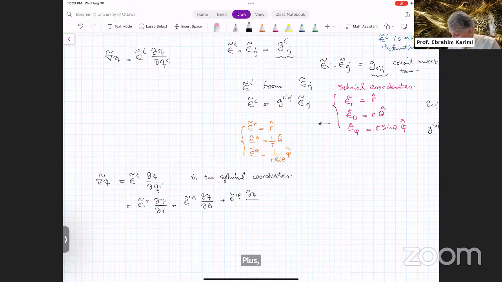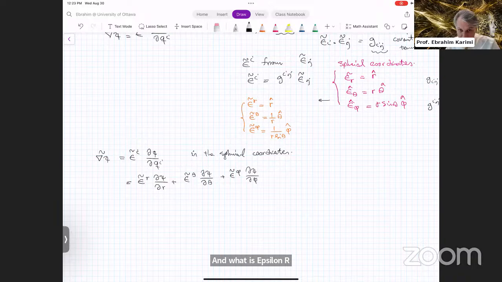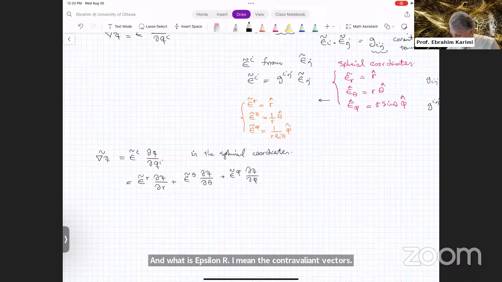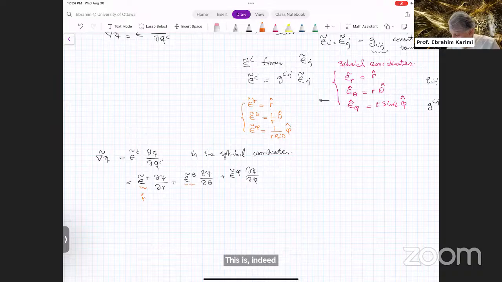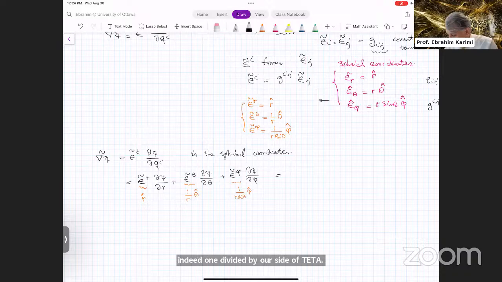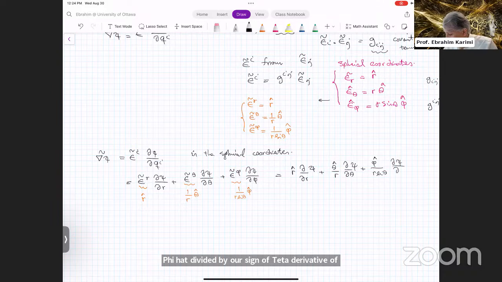And what is epsilon r? I mean, the contravariant basis vectors. This is indeed r hat. This is indeed 1 divided by r theta hat. This is indeed 1 divided by r sine theta phi hat. So in fact, the result of this will be r hat derivative of psi with respect to r, sorry, my apologies, psi. Plus theta hat 1 divided by r derivative with respect to theta of psi, plus phi hat divided by r sine theta derivative of psi with respect to phi. Okay, so this is the way that you can find the gradient in any coordinate that you want.